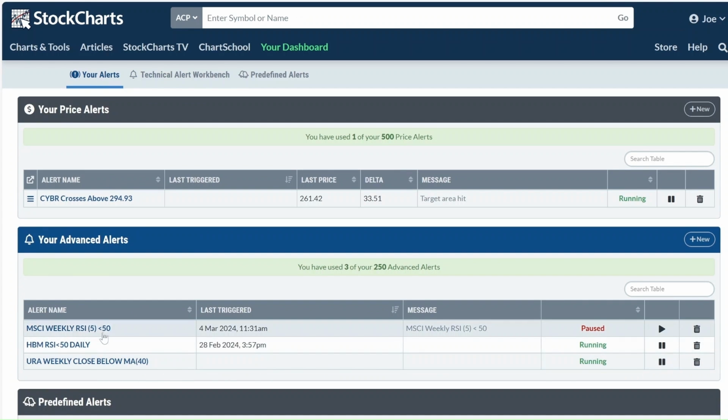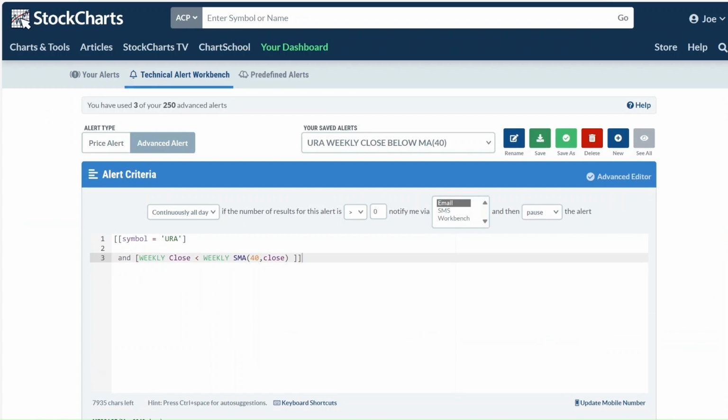Another thing you could do, so I've done one on the weekly RSI pulling back, and that would be kind of like an initial pullback right before a breakout. A lot of times the RSI 5 can give you a heads up before you break out, and that could be the case in something like an MSCI happening on the weekly chart. Finally, let's look at something like URA. So again, I can put in symbol equal URA and then the weekly close breaking the 40 on the weekly chart.